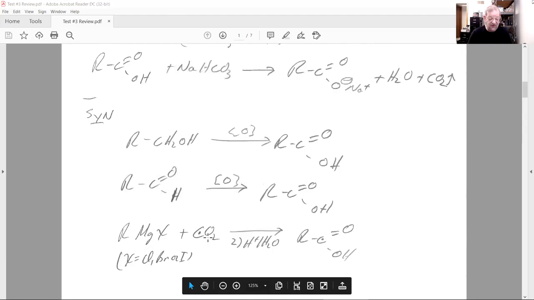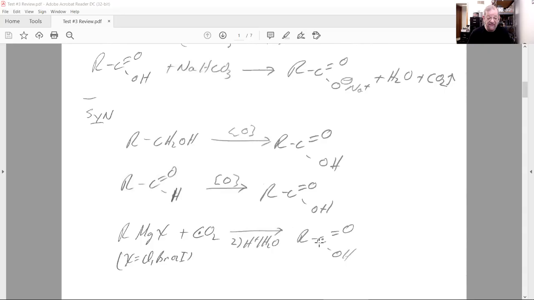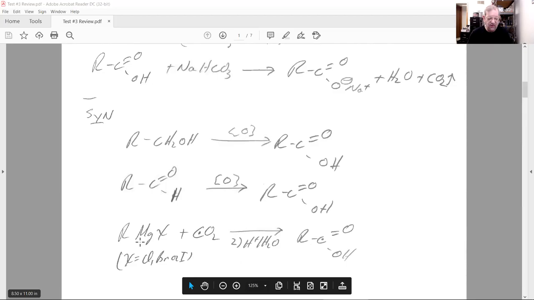Why do I say it's cool? Because when you do it, you use dry ice, which is solid carbon dioxide. Second step, acid and water, and you get a carboxylic acid that's one carbon longer than the R group you started with.